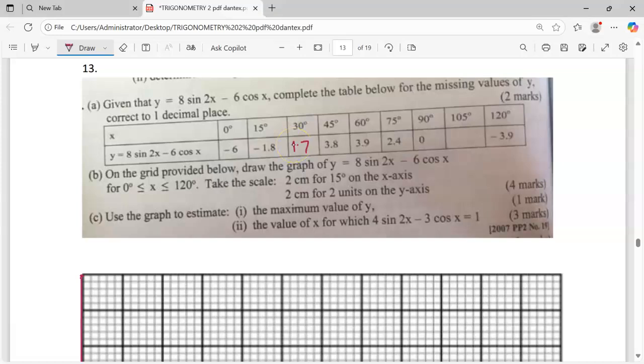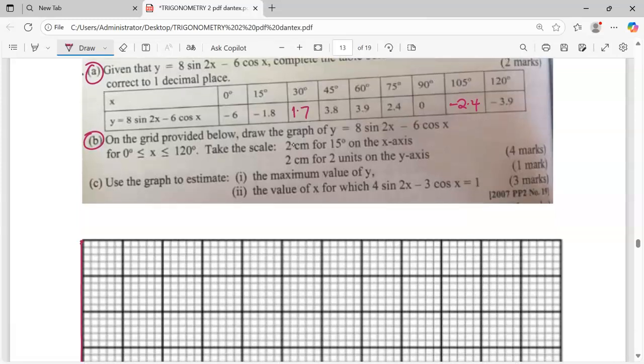For 105, we are going to have 105 times 2, such that we have 210. So 8 sin 210 minus 6 cos 105 will give us, when you use a calculator, negative 2.4. And once we have done that, we are through with part A. We go to part B.